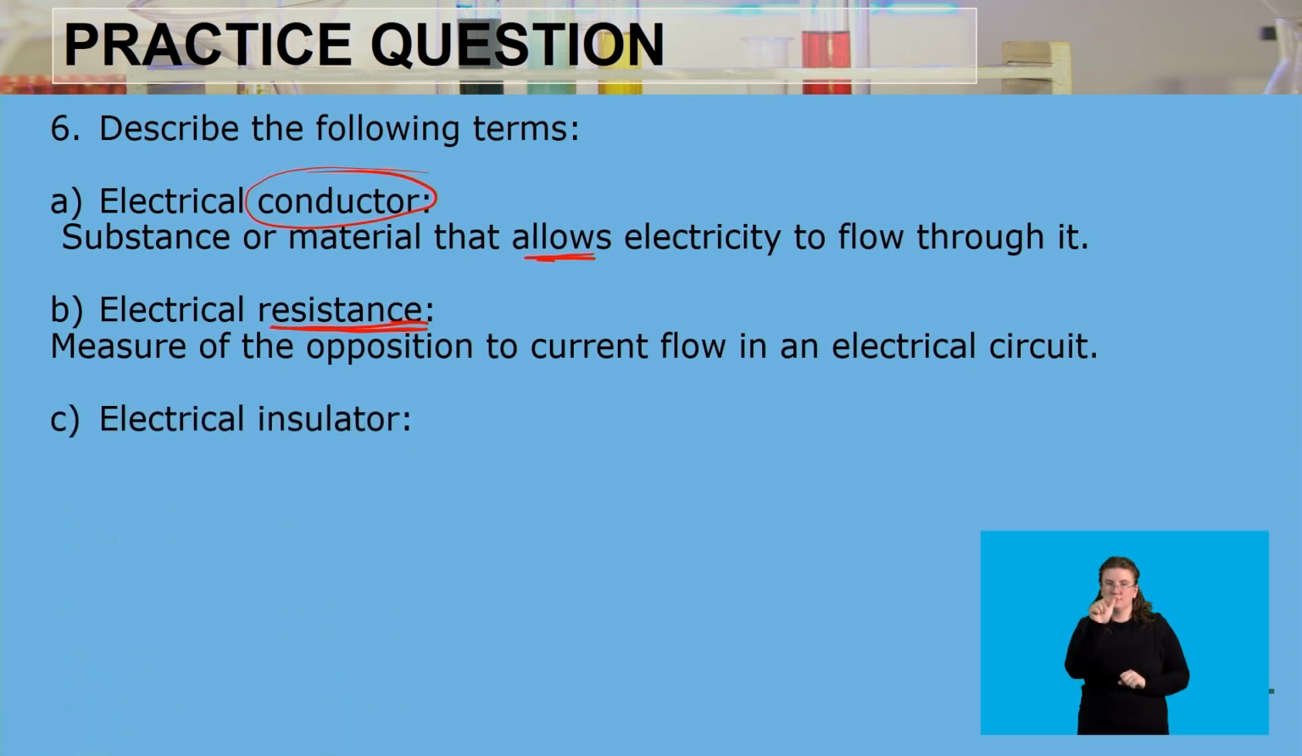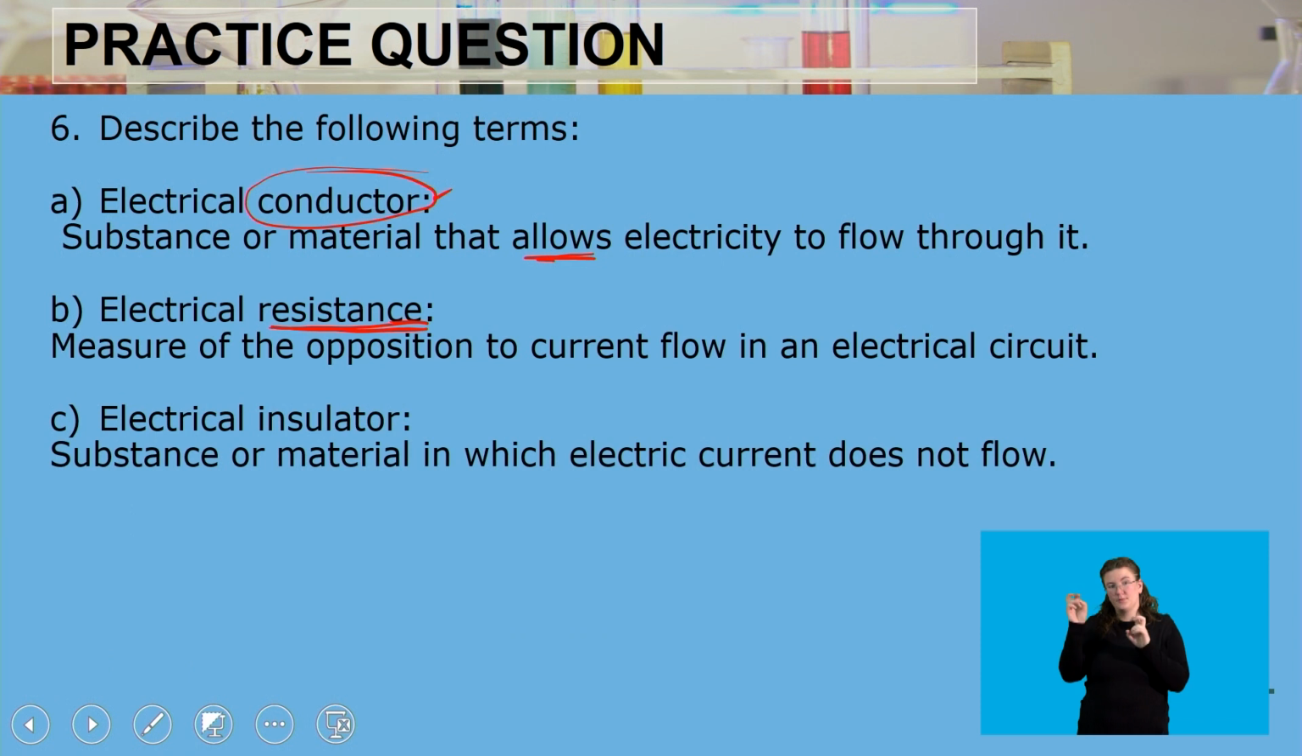Then the next term that we need to describe is electrical insulator. Remember, we have conductors, non-conductors, which are sometimes referred to as insulators, and then semiconductors. If a conductor allows electricity to flow through it, then an insulator is a substance or material in which electric current does not flow. This material doesn't allow any electric current to flow through it because it is a non-conductor, or an insulator.